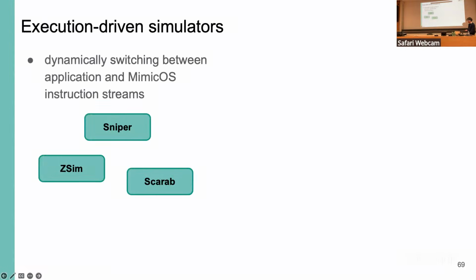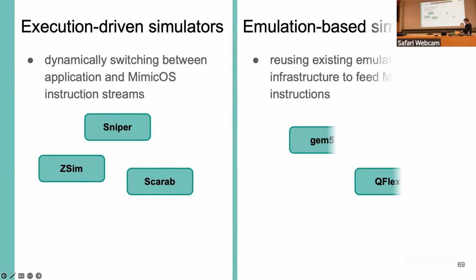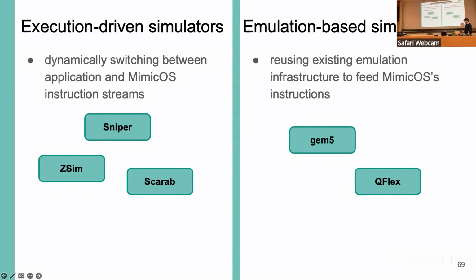It can also do that for execution-driven simulators by dynamically switching between application and MimicOS instruction streams, and also in emulation-based simulators like Gem5 by reusing existing emulation infrastructure to feed MimicOS's instructions.